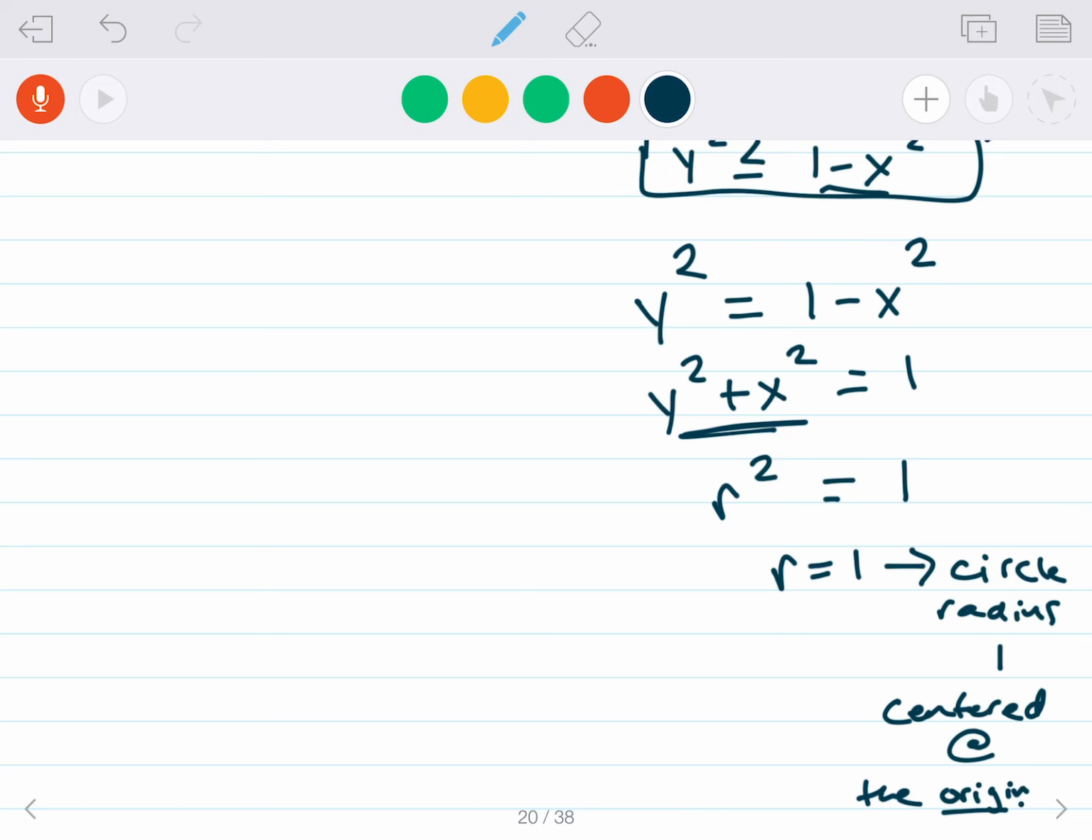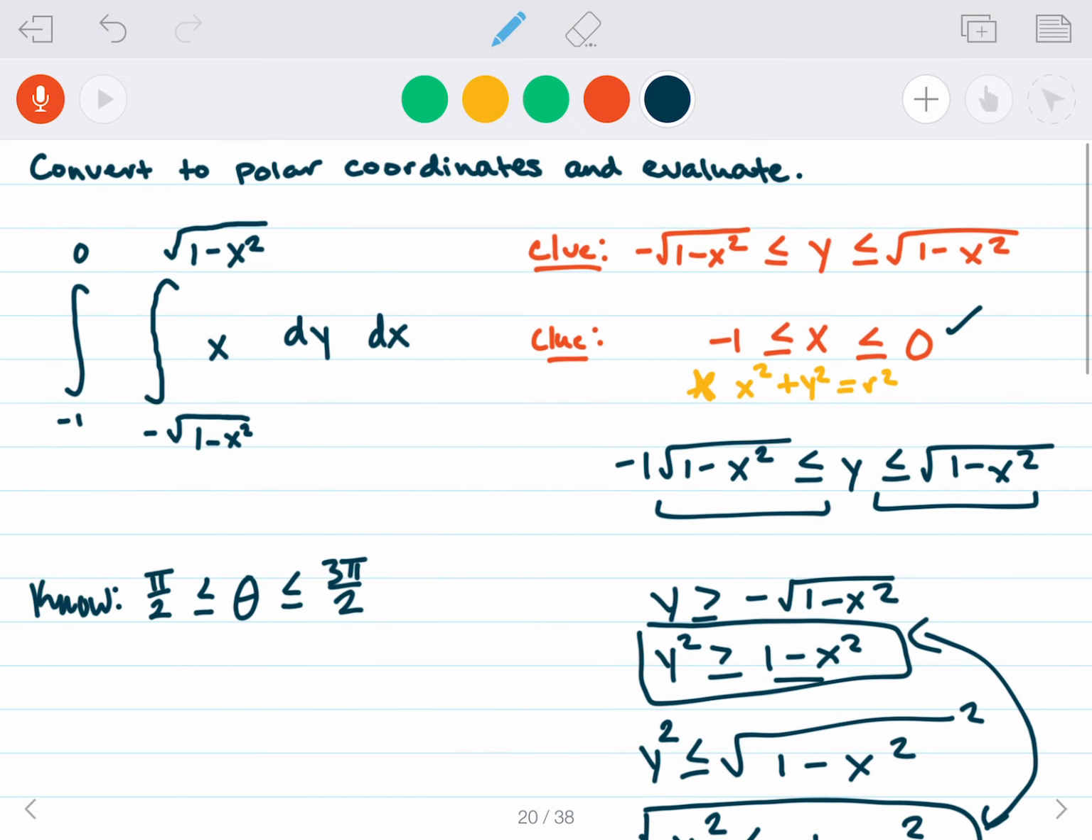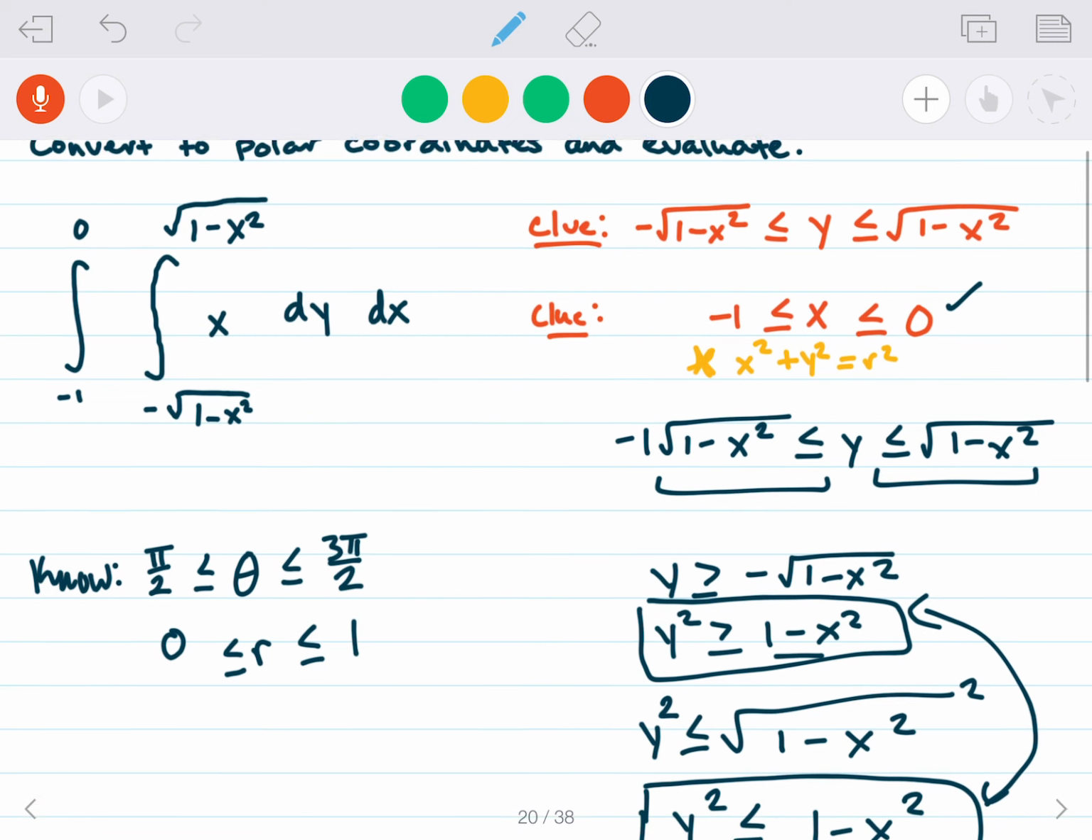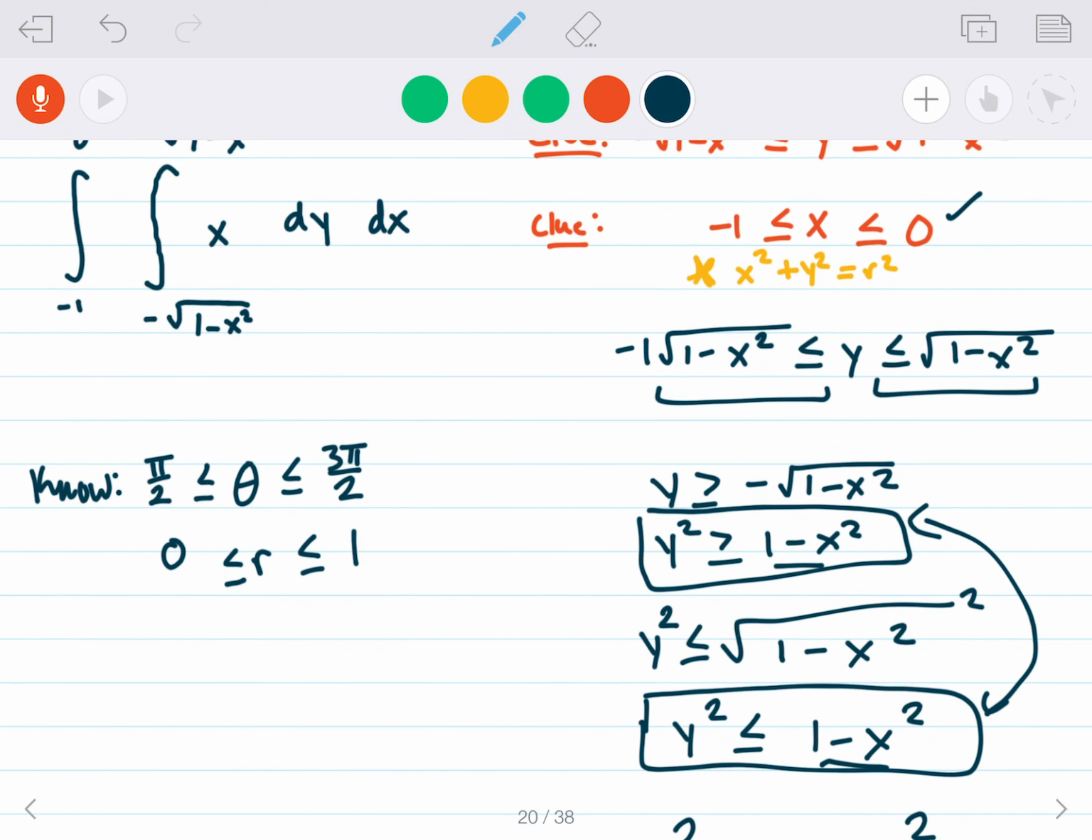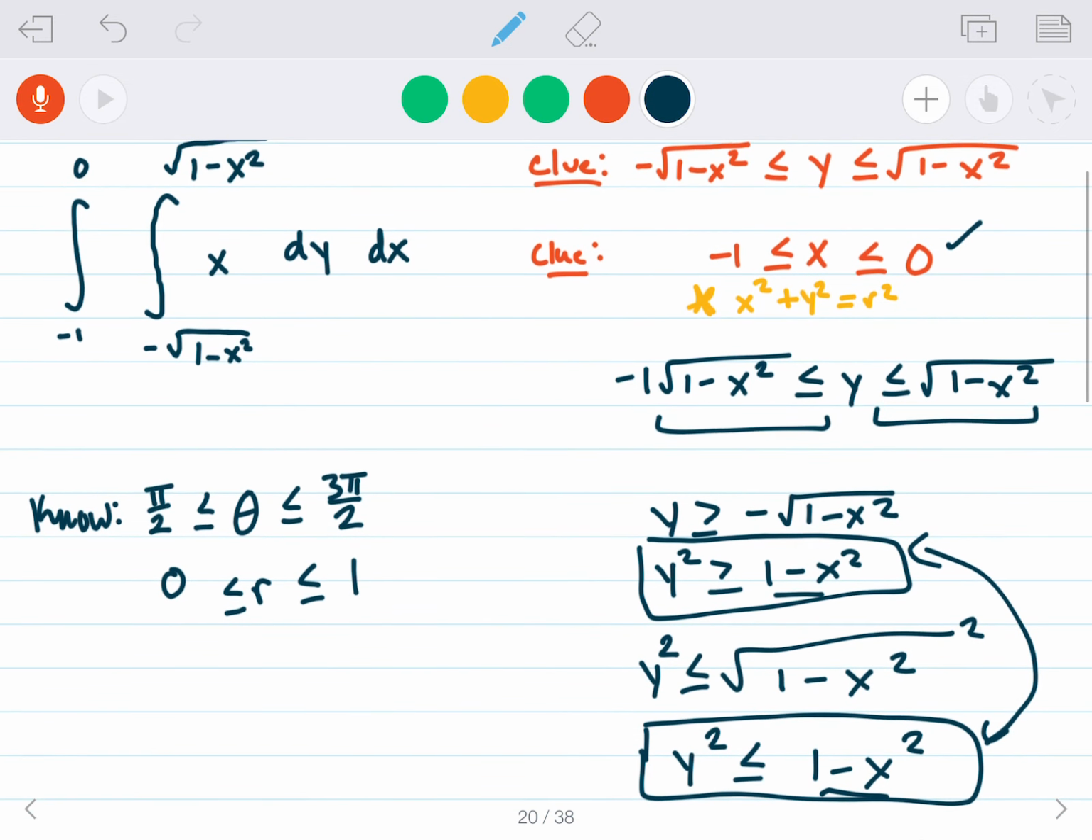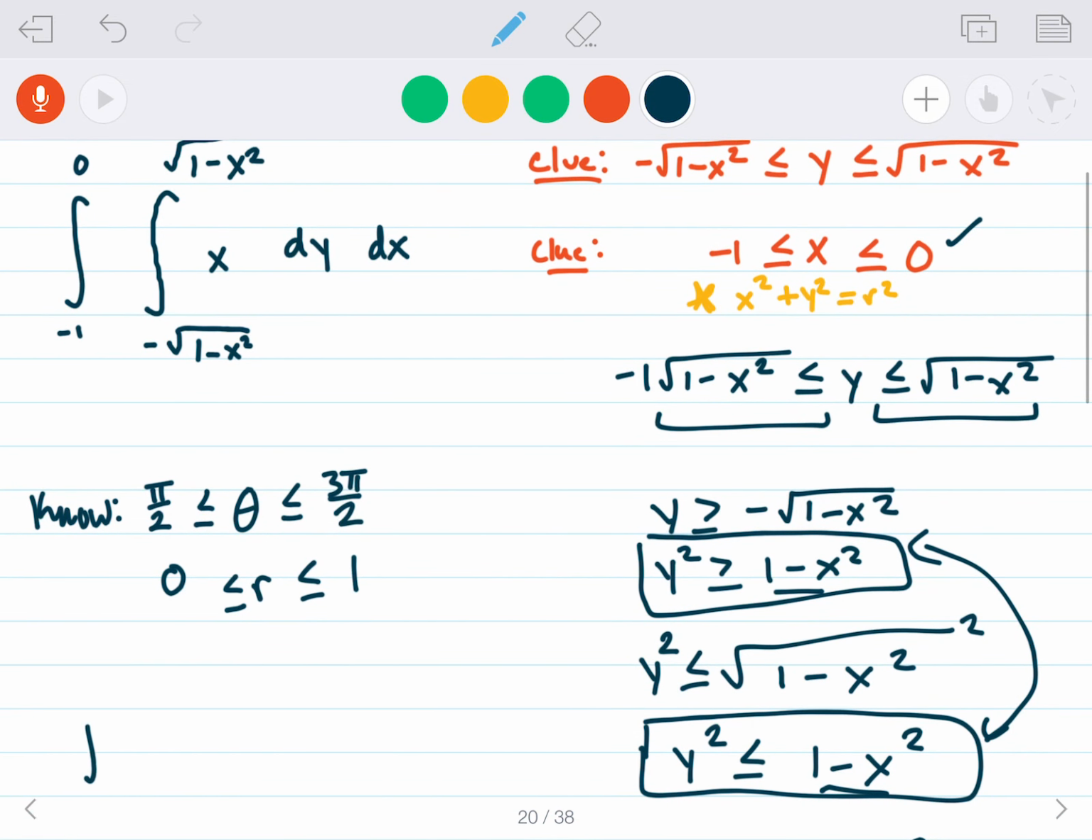Okay, so what are my bounds going to be for r? Well, I'm going to be between 0 and 1 because my region is that circle centered at the origin. And now that I have that, I am good to set up my integrals.